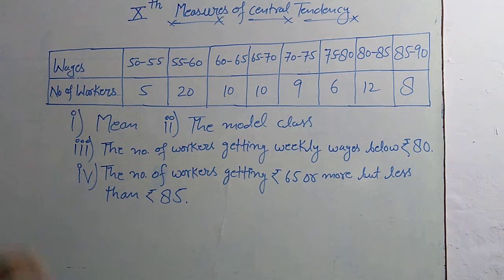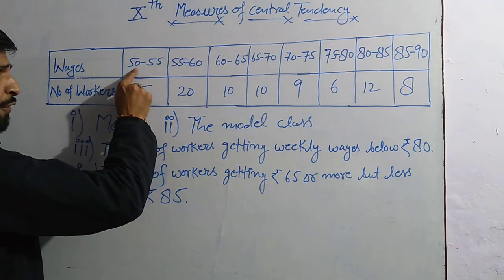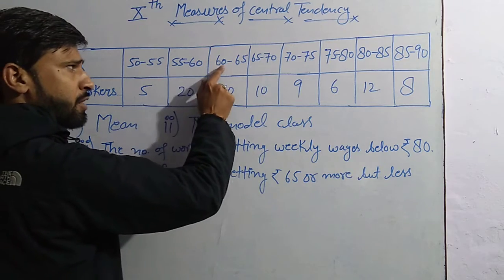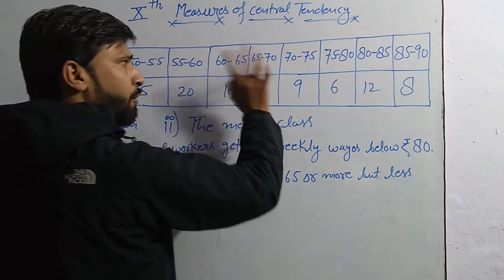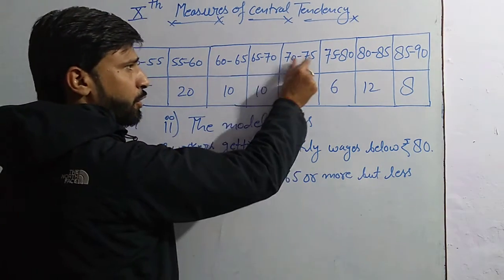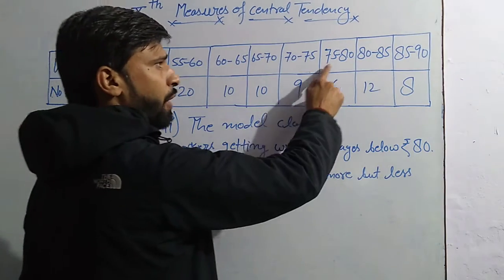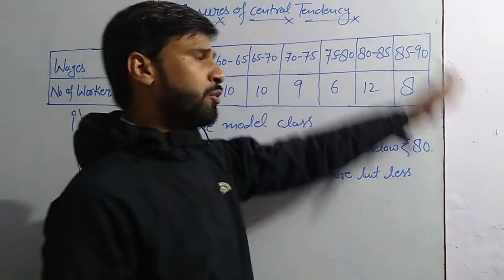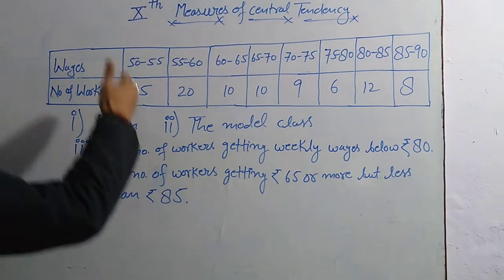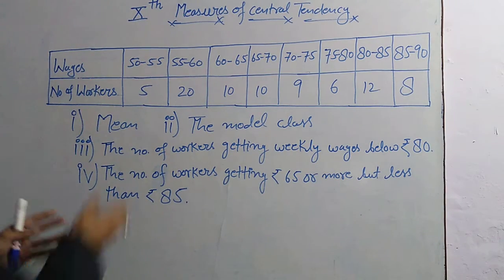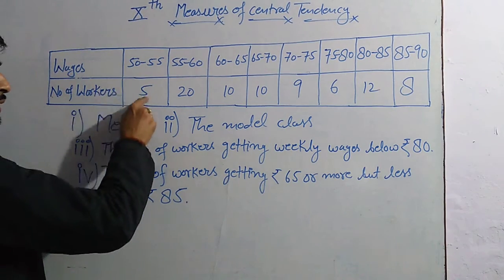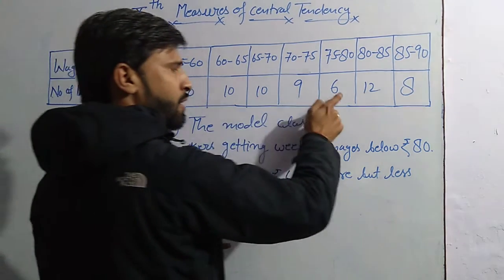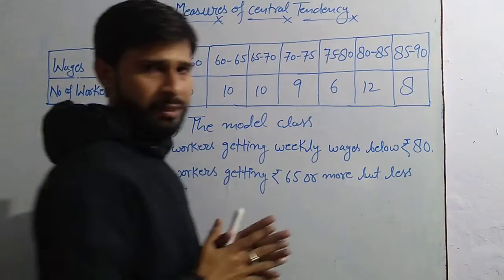and number of workers. Now the wages are 50 to 55, 55 to 60, 60 to 65, 65 to 70, 70 to 75, 75 to 80, 80 to 85, 85 to 90. The number of workers is given in the respective column. This is 5, 20, 10, 10, 9, 6, 12 and 8.